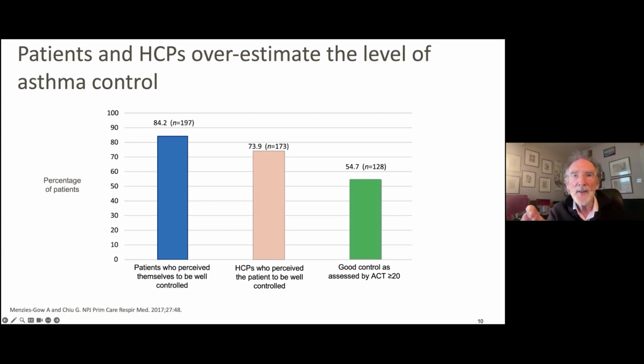But on the right-hand side, there is a validated measure of asthma control, the ACT. And you can see that both patient and physician overestimate the level of control that the patient has. In fact, about half of the patients were under controlled.